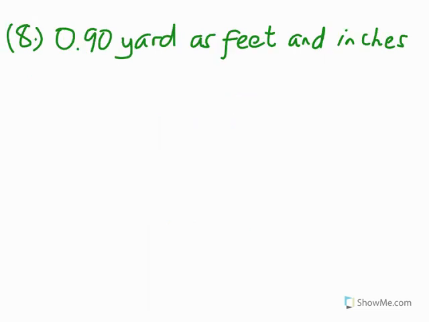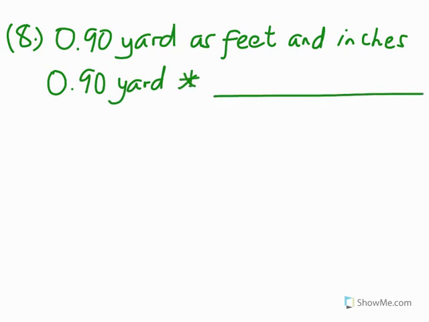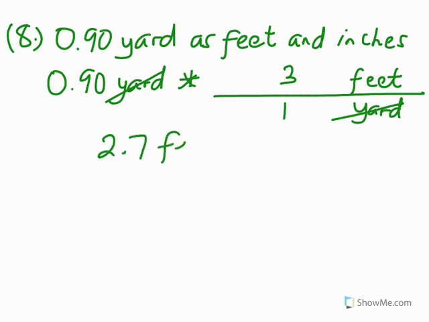The next question, the last but not the least: 0.90 yard as feet and inches. So we have 0.90 yard times feet over yard. 1 yard is 3 feet. Yard will cross out yard, and we have 2.7 feet. We keep the integer part, which is 2 feet, and then we convert 0.7 feet to inches.